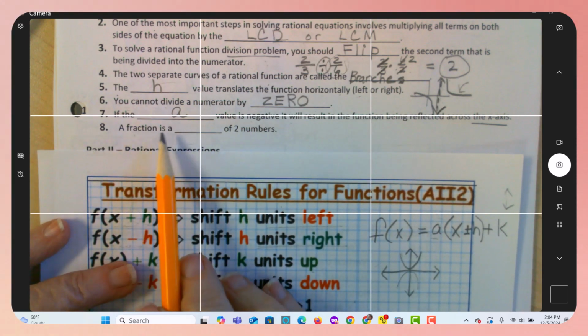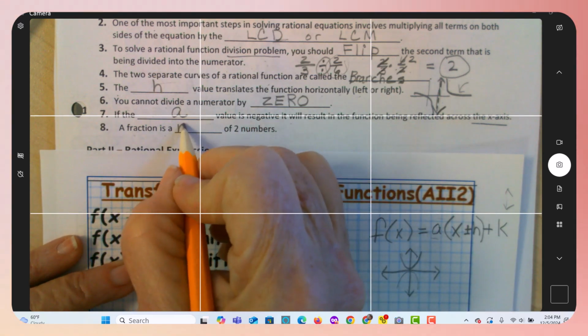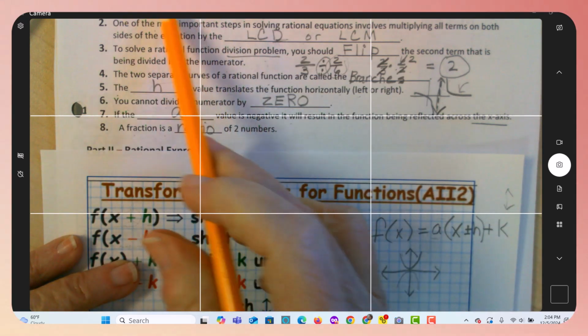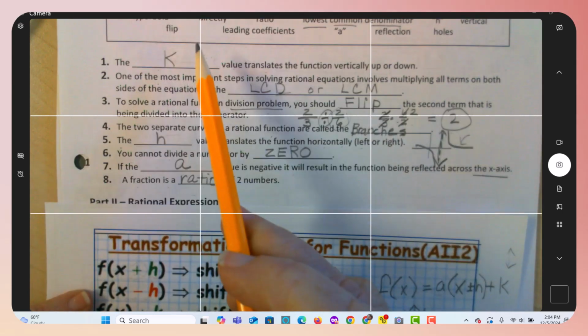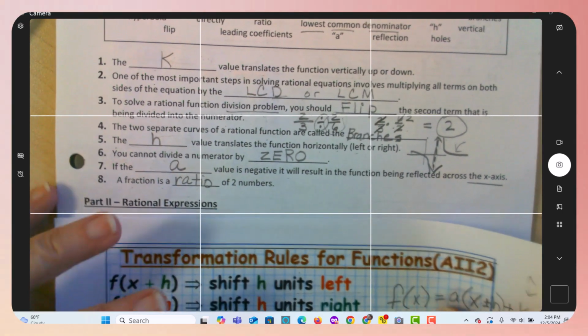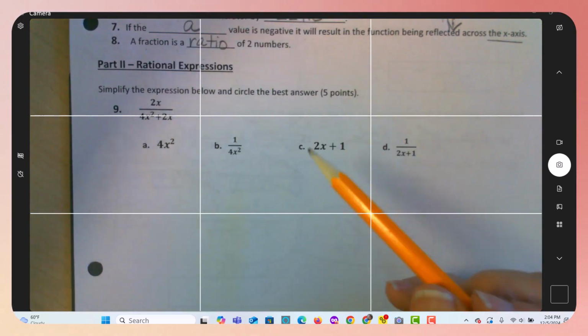Number 8, a fraction is a blank of two numbers. So that's going to be a ratio of two numbers. So you can see we didn't use all of these. Some of them have different meanings. So make sure that you do study that Quizlet study set that you can find in our Google Classroom. All right, now let's go to part number 2, rational expressions.